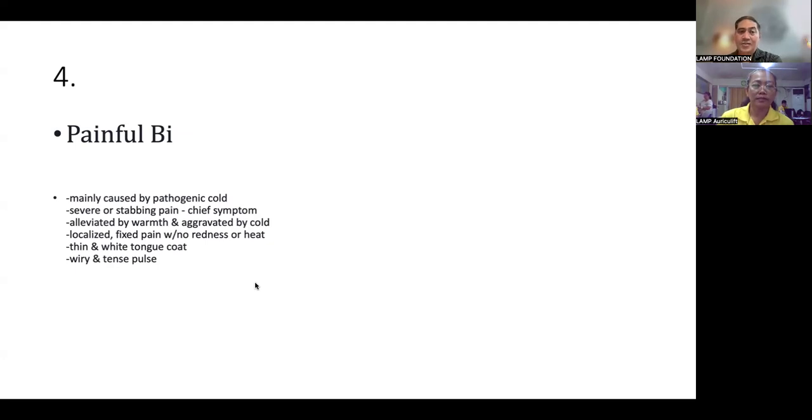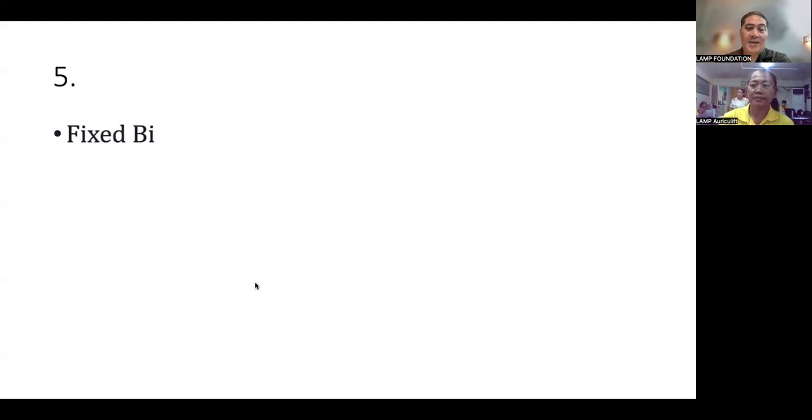So the way you could tell this is painful P is, what do you do when you apply a cold or hot compress? Hot compress, it gets relieved. Okay. Now let's talk about fixed P.